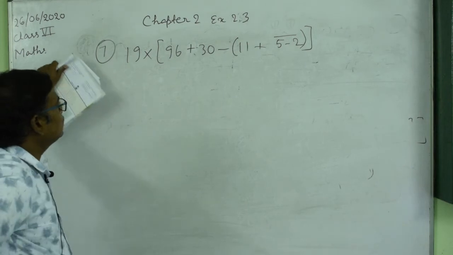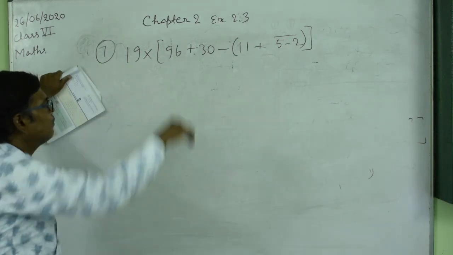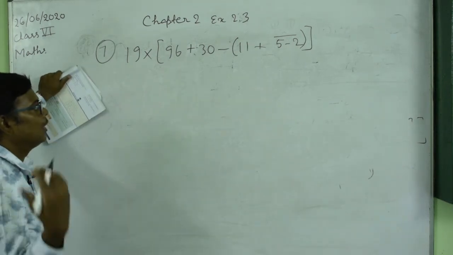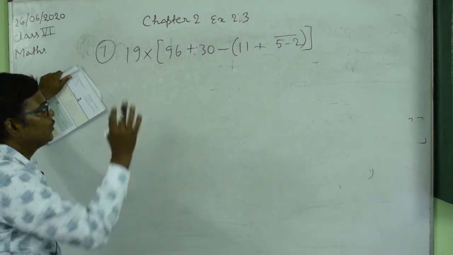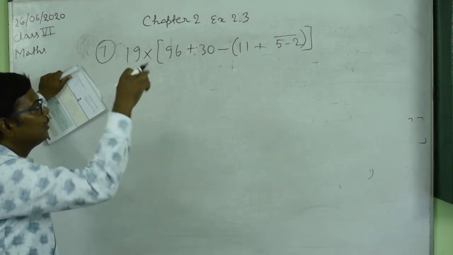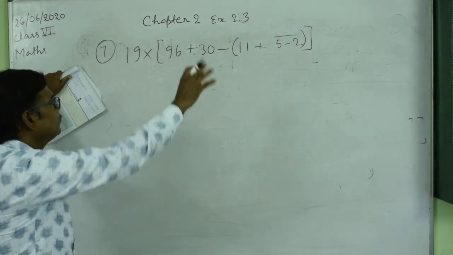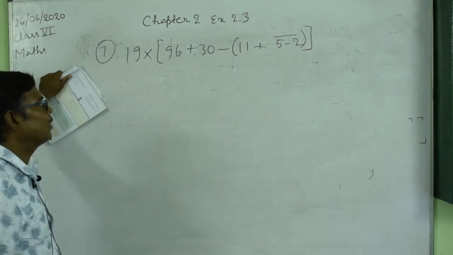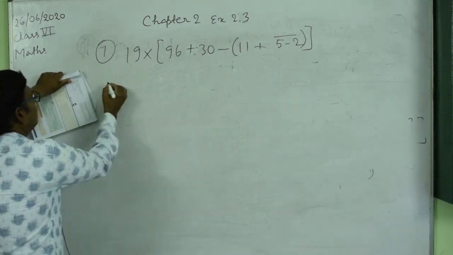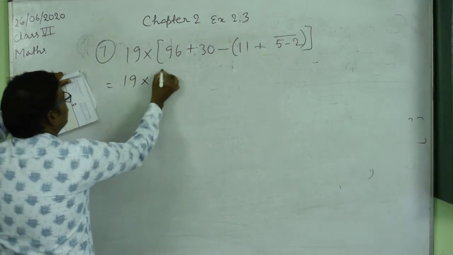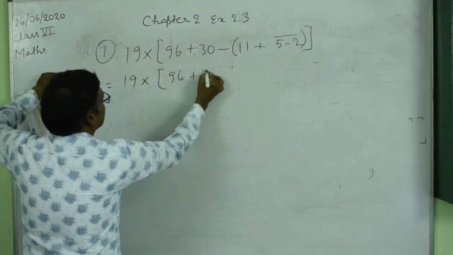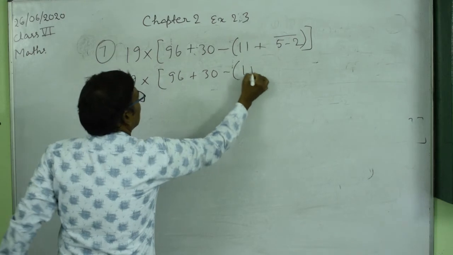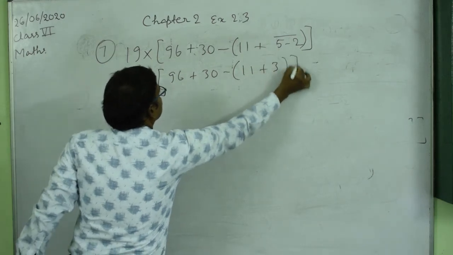Now see here that we have a bar, that is, there is a bar over the 5 minus 2. I explained to you that a bar means 5 and 2 are actually within a bracket. So first you will solve 5 minus 2, and you know 5 minus 2 is 3. So write 3. 19 into 96 plus 30 minus 11 plus 3, like this.